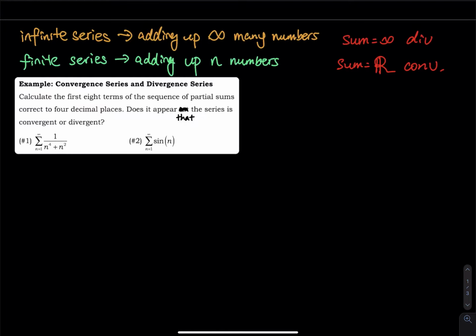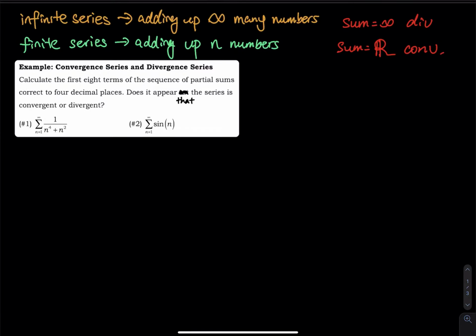In the previous video, we talked about infinite series. Infinite series is adding up infinitely many numbers, and finite series is adding up n numbers. Now, one question that we have to think about is when you sum up infinitely many numbers. Picture this in your mind. You have infinitely many numbers right in front of you. You want to add them up.